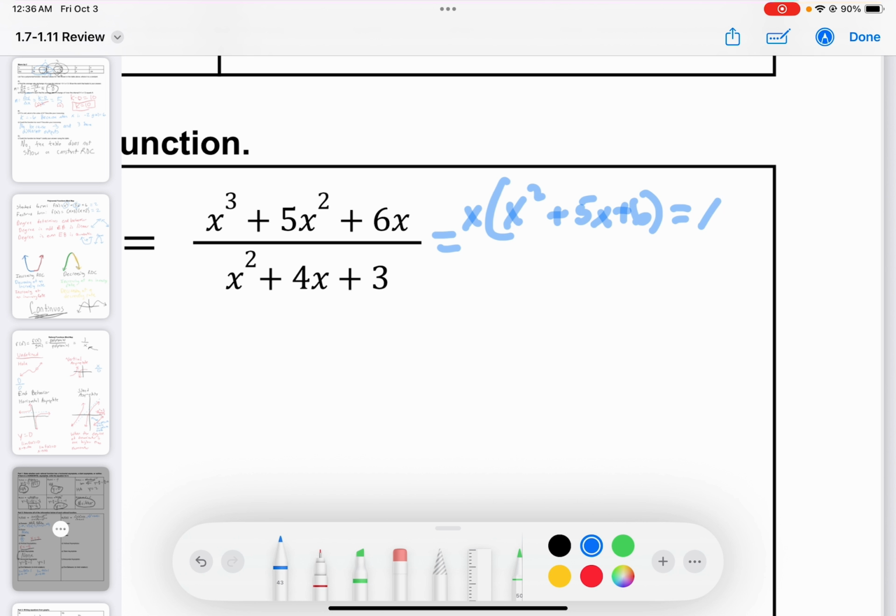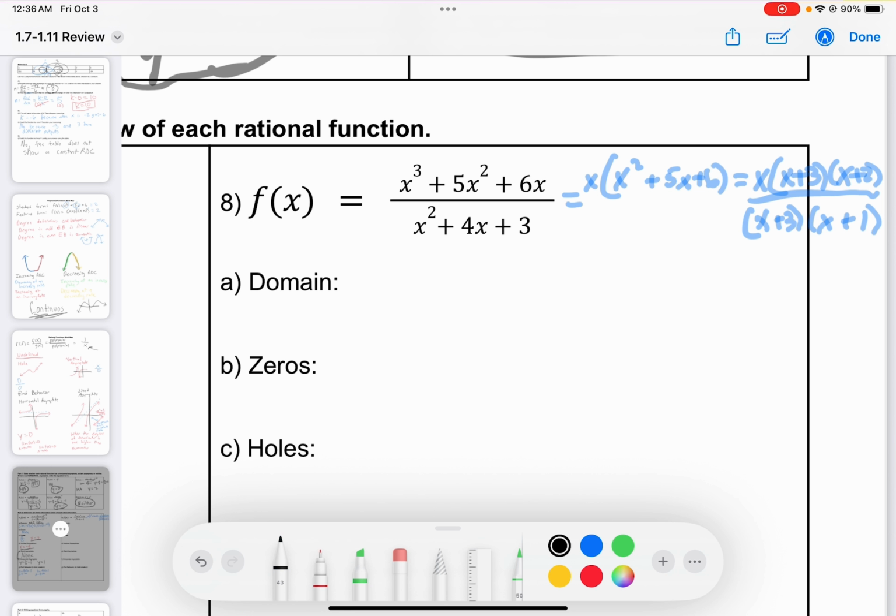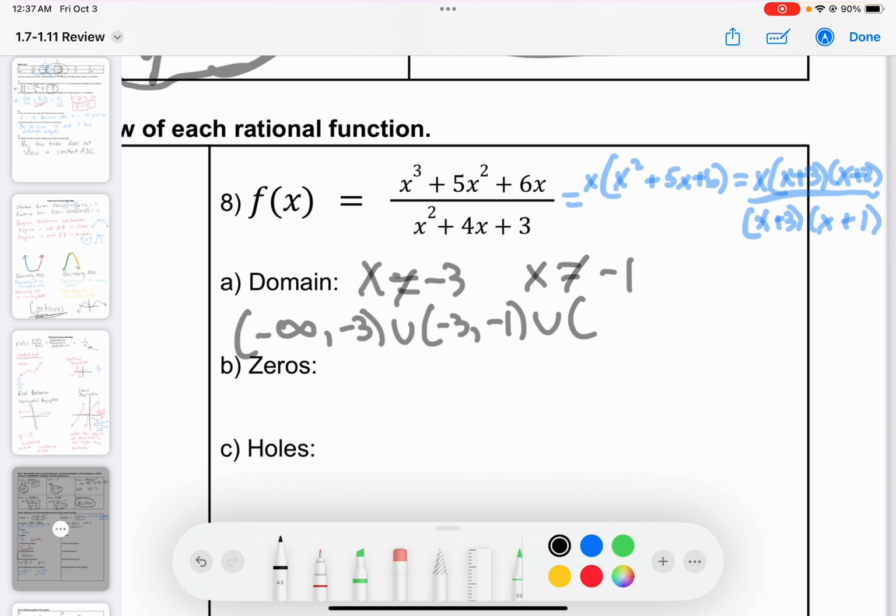Of course, that can be factored even more. So we get x times x plus 3 times x plus 2, all over x plus 3 and x plus 1. All right, hopefully you can read that. So for the domain, we cannot be negative 3, because it's positive 3 right here, and we cannot be negative 1, because of that positive 1 right there. So we can write this in interval notation: negative infinity to negative 3, negative 3 to negative 1, and negative 1 to positive infinity.